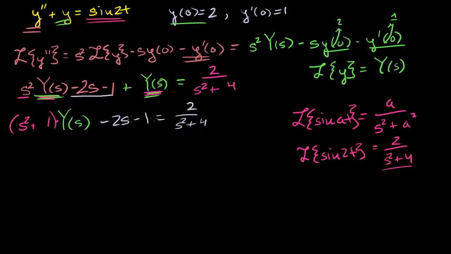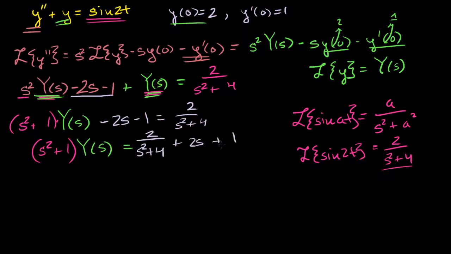We can add 2s plus 1 to both sides to essentially move this to the right-hand side. And we are left with s squared plus 1 times y of s is equal to 2 over s squared plus 4 plus 2s plus 1.